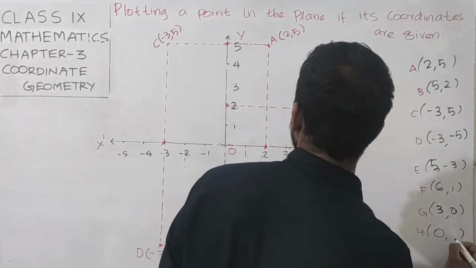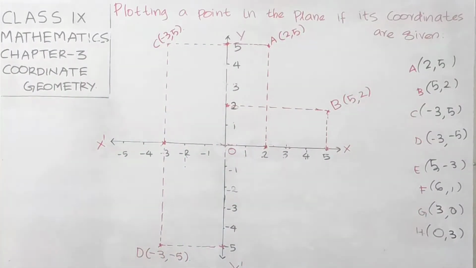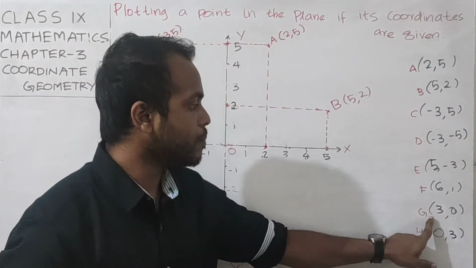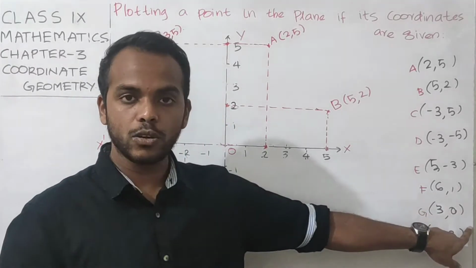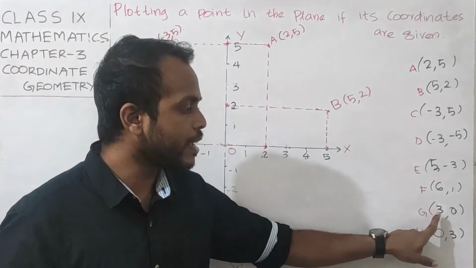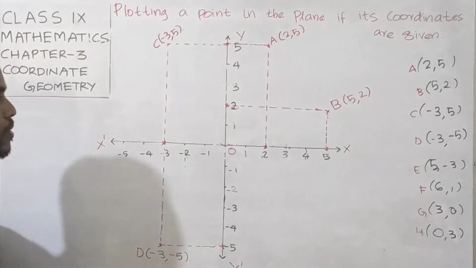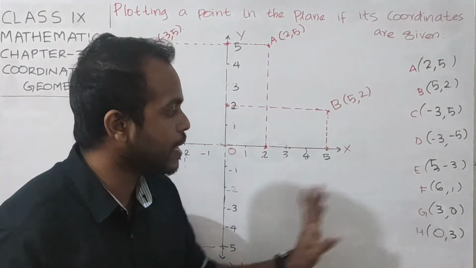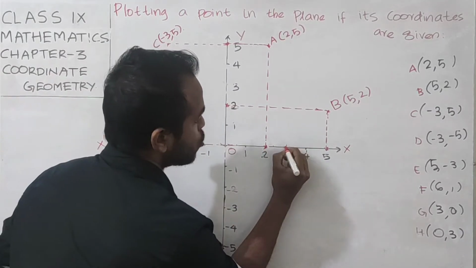(3, 0). I'm going to mark the same. Listen very carefully. What does that mean? The coordinates of the point G are (3, 0). That is, the abscissa is 3, the ordinate is 0, or the x coordinate is 3, y coordinate is 0. Let's write then. The x coordinate is 3, so we don't have any doubt. Look at the x axis. Where is our point? It's over here.